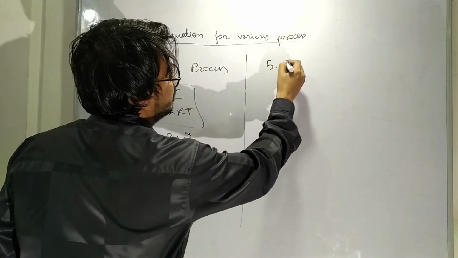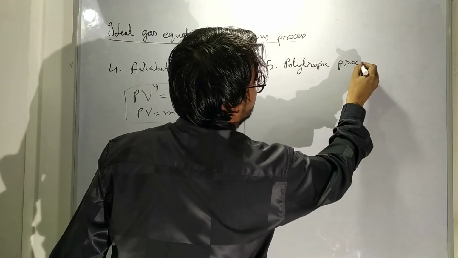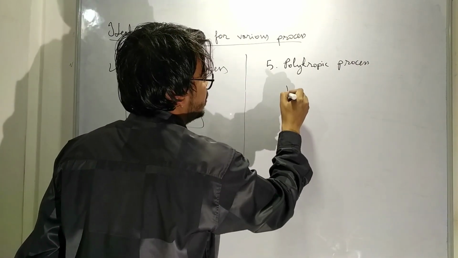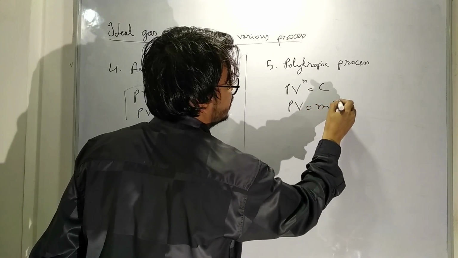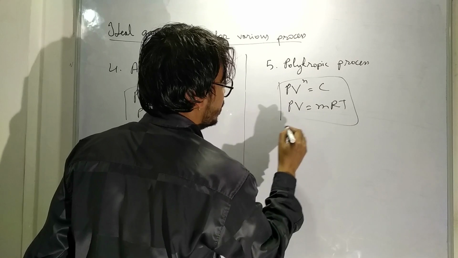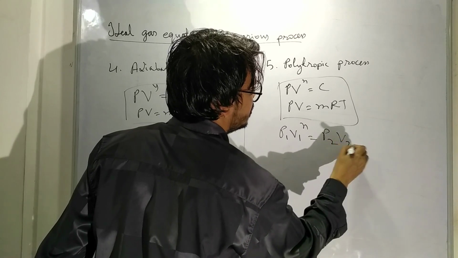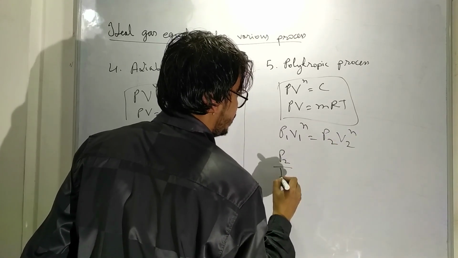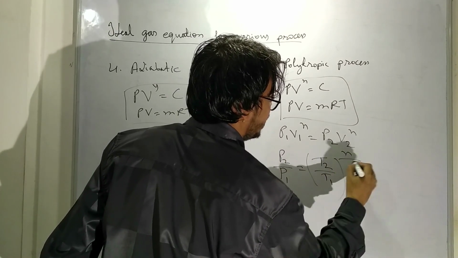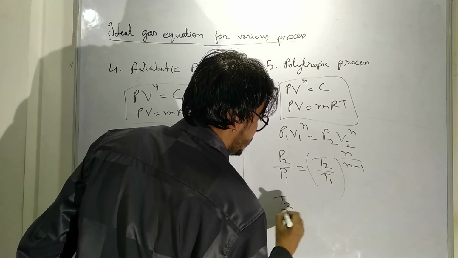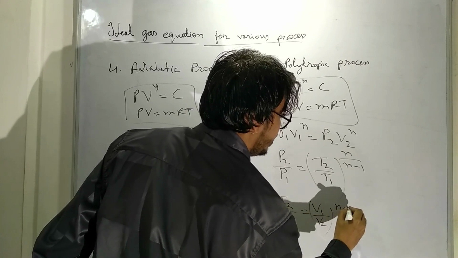Now fifth one is polytropic process. PV^n equals constant, PV equals mRT. From these two, we have P1 V1^n equals P2 V2^n. P2 by P1 is equal to T2 by T1 to the power n by n minus 1. T2 by T1 is equal to V1 by V2 to the power n minus 1.